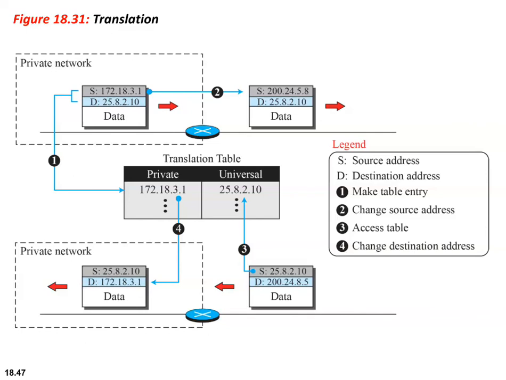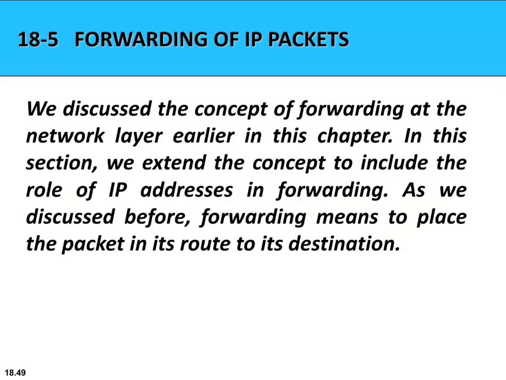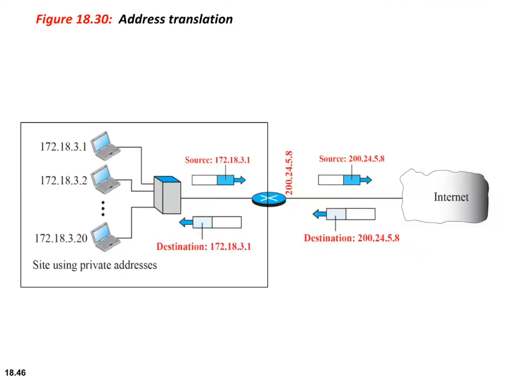Network address translation router does the following: first, making the table entry; second, changing the source address; third, the destination accesses the table; and fourth, it changes the destination address. So as a result, network address translation will be done. And this is a 5-column translation table which you can see here.